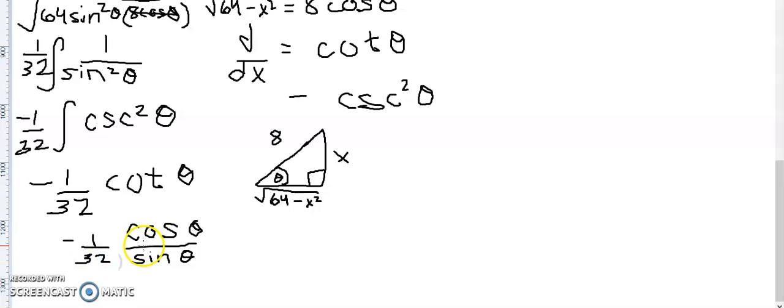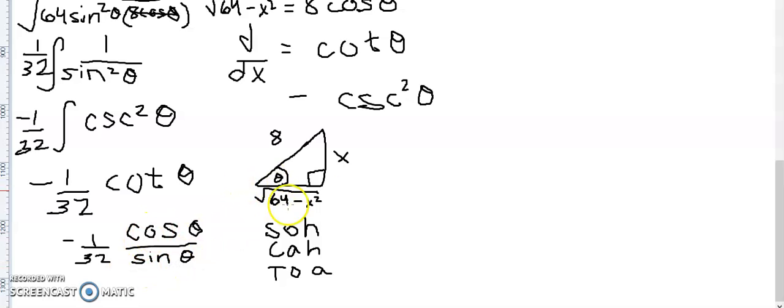This is really helpful because if you remember your SOHCAHTOA, that still helps you out in geometry, and it also helps you in calculus. So that's why I find it really important to remember that. Sine is opposite over hypotenuse, cosine is adjacent over hypotenuse, and tangent is opposite over adjacent.